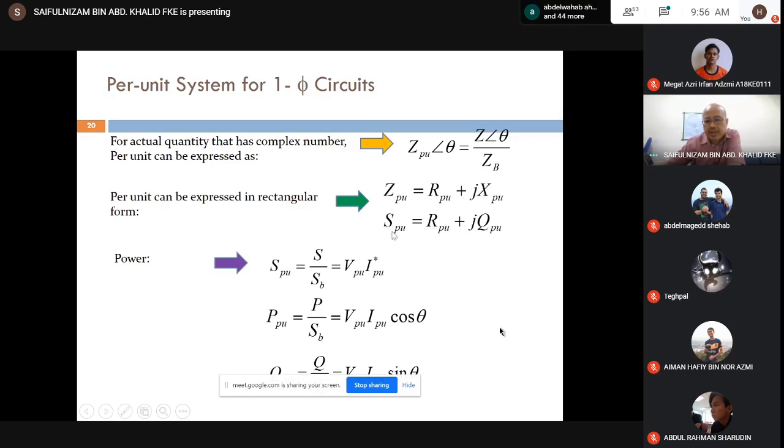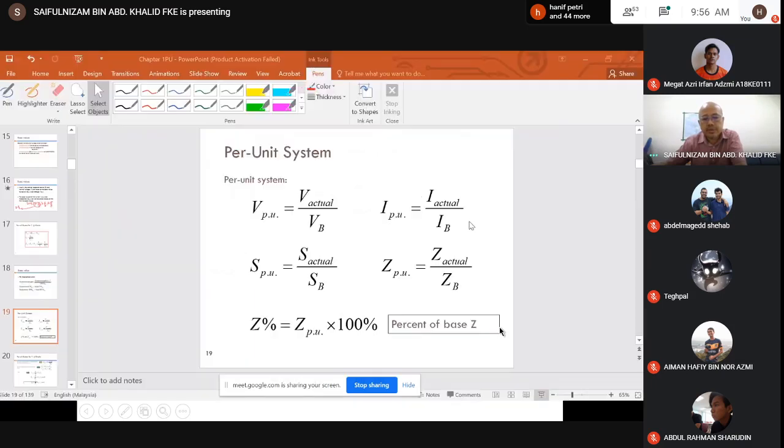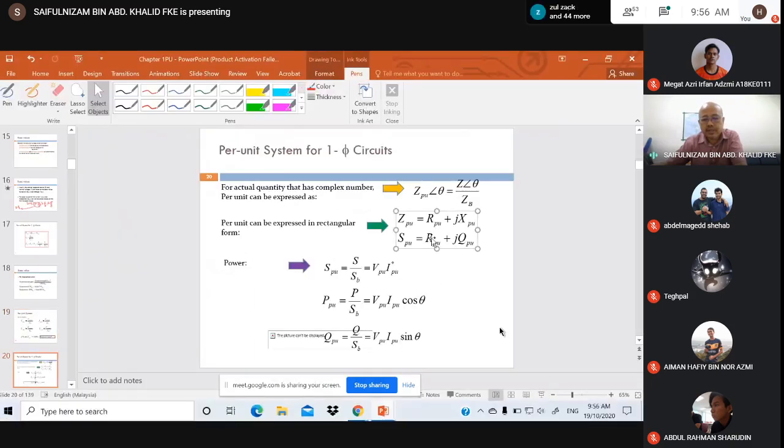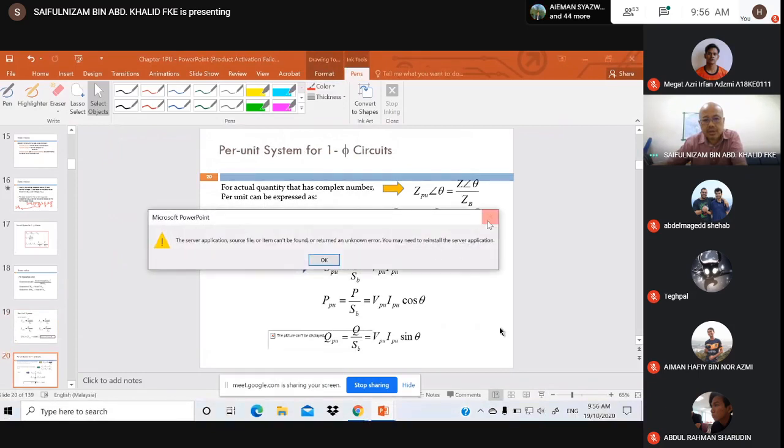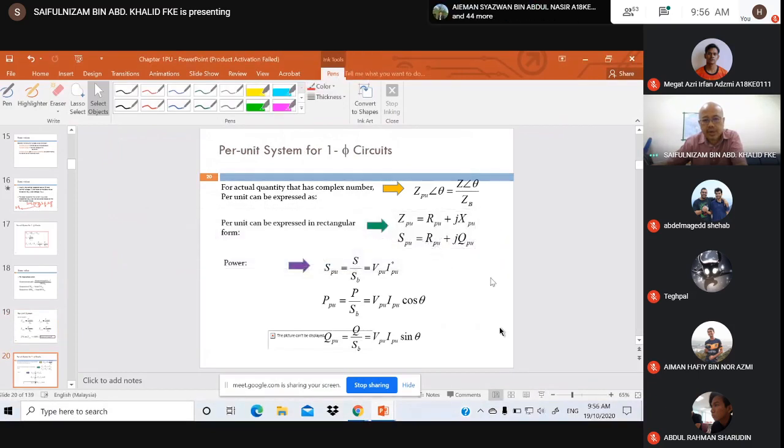And this one, I think you should correct. This one is not R, it is supposed to be P. S equals real power P, not R, plus jQ. So please correct the slide later on.